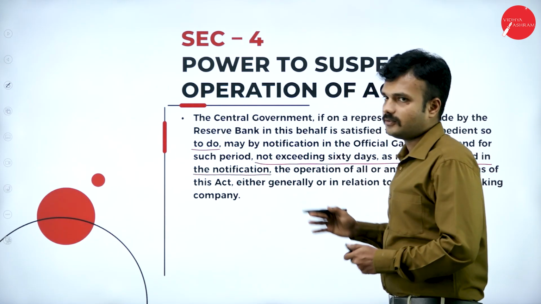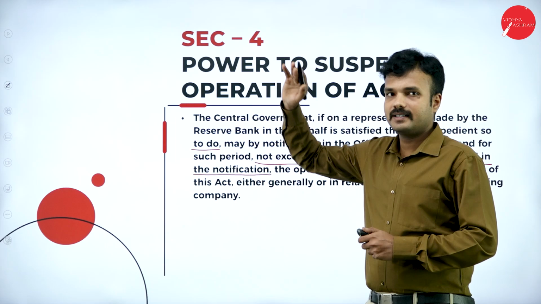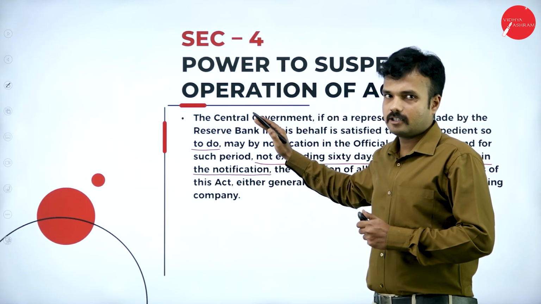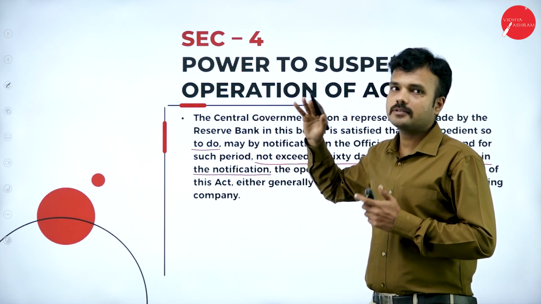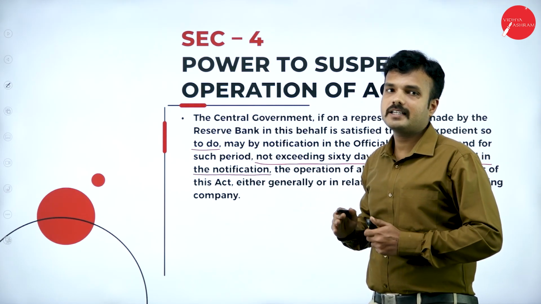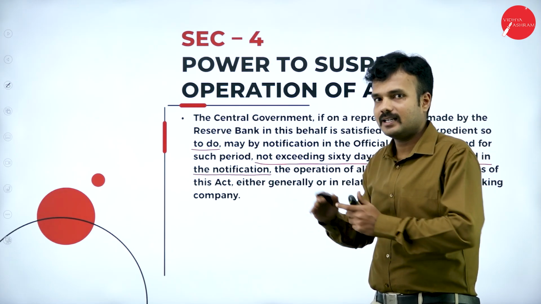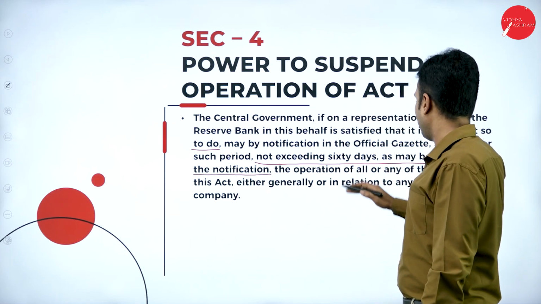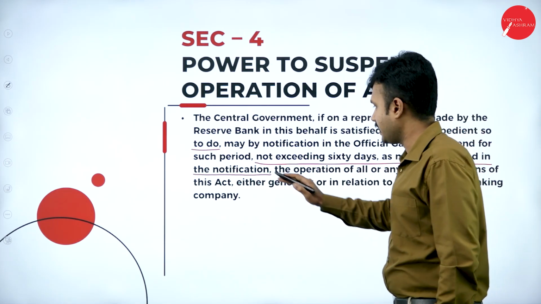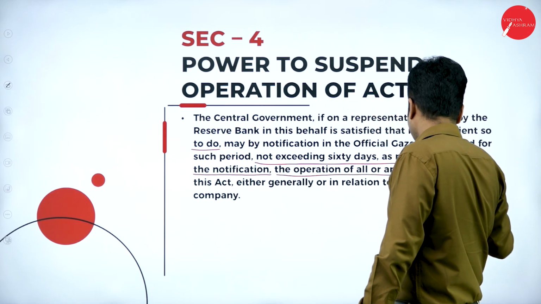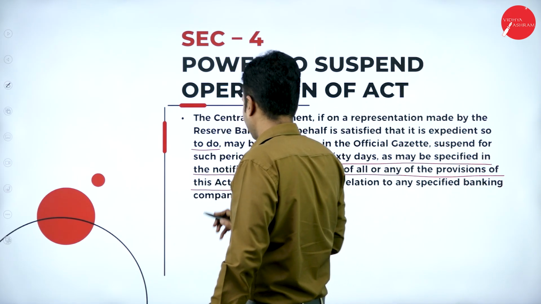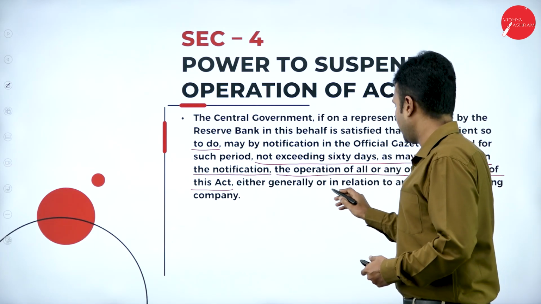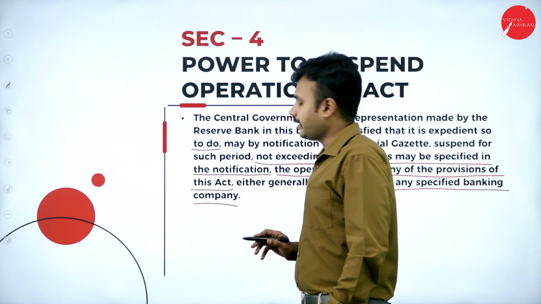So according to Section 4, if any official gazette is given by the central government to the Reserve Bank of India, the Reserve Bank of India has the authority to suspend for a tenure of 60 days. It cannot suspend the operations for more than 60 days. Means after 60 days it must follow the operation of all or any of the provisions of this act. So the complete operation or any provision of this act, either generally or in relation to any specified banking company, or in relation to any kind of banking company.